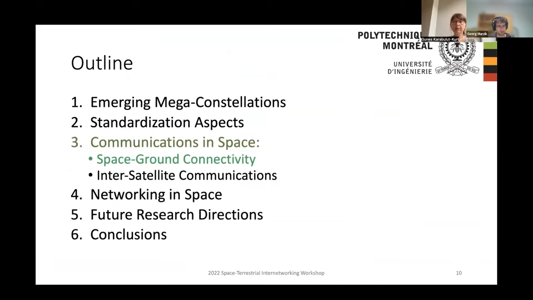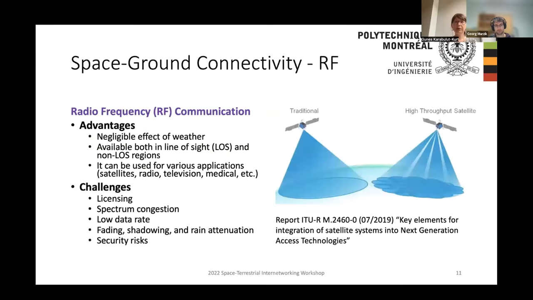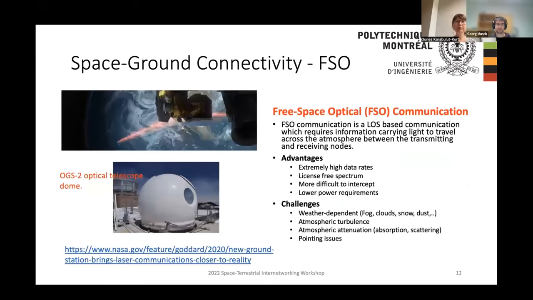If we look at the technical communication aspects, I would like to focus on space-ground connectivity first, and then move on to inter-satellite communications. For space-to-ground connectivity, there are two different technologies. The first one is RF communications, which comes with its own advantages, including a negligible effect of weather on propagation conditions, and availability in both line-of-sight and non-line-of-sight regions. RF can be used with various different applications. However, it comes with challenges, starting with licensing, spectrum congestion, the possibility of low data rates, and sometimes security risks.